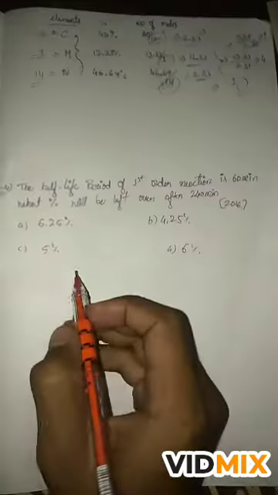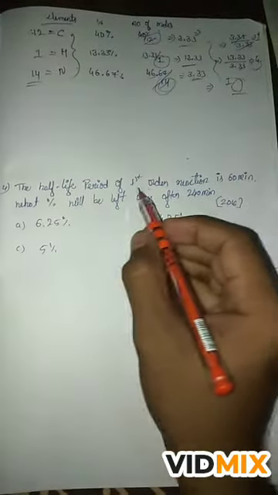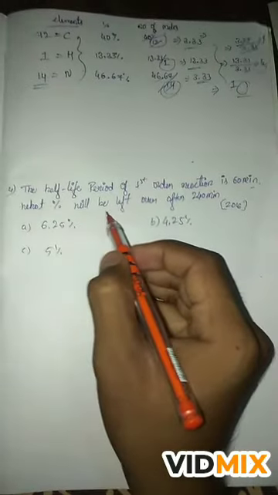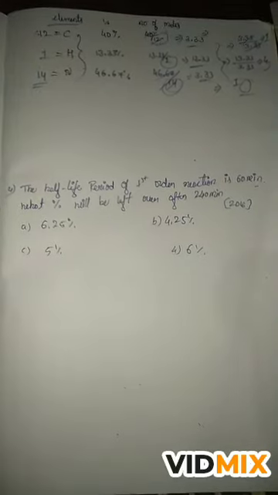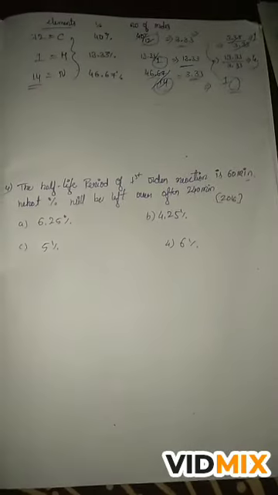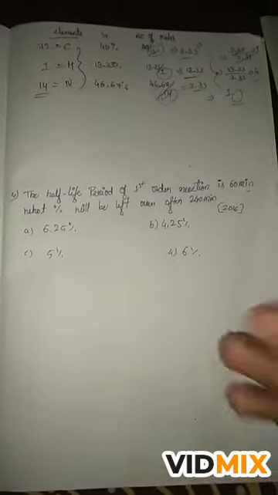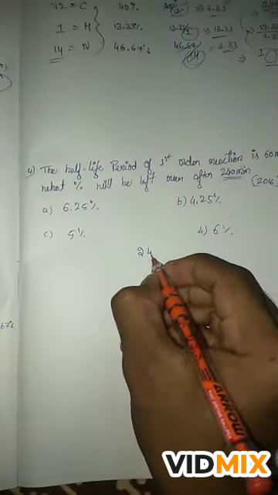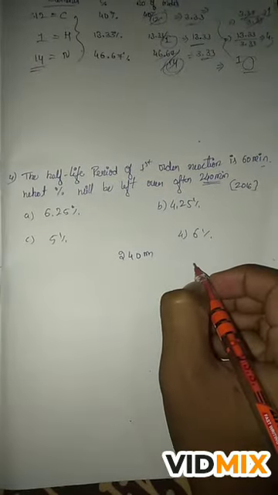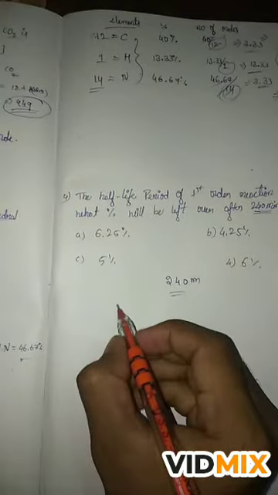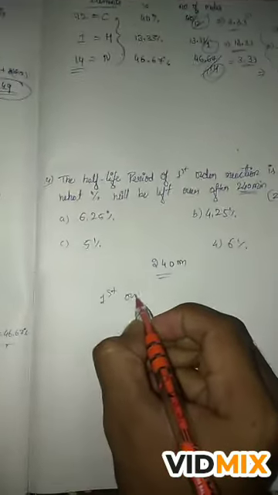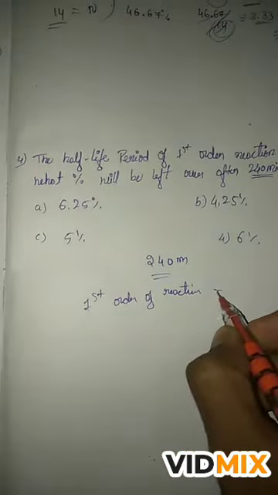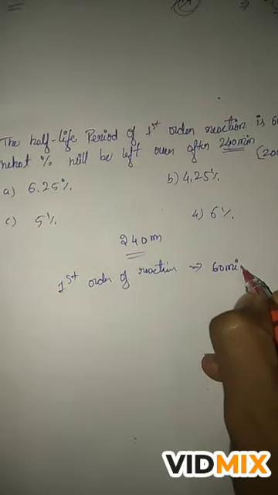Now another question: the half-life period of a first order reaction is 60 minutes. What percentage will be left over after 240 minutes? This question comes from chemical kinetics in second PUC. Options are given below. Now he gave 240 minutes, and the order of the reaction is first order, with half-life 60 minutes.